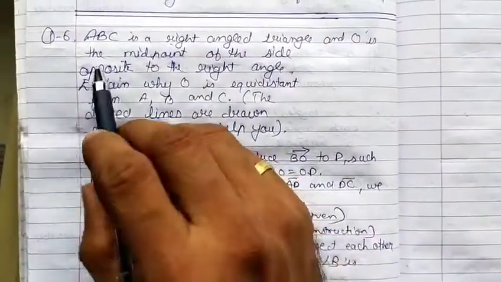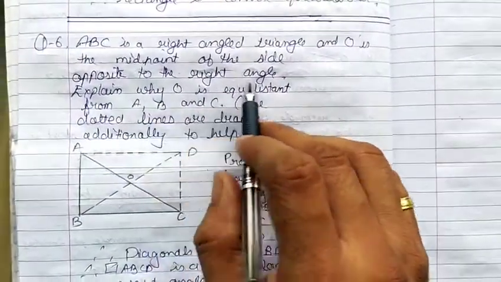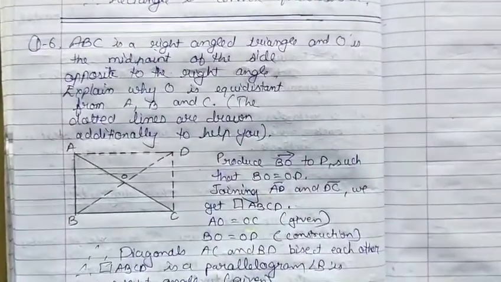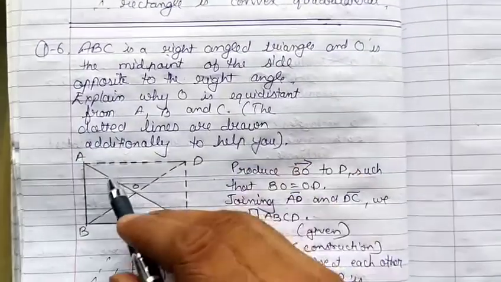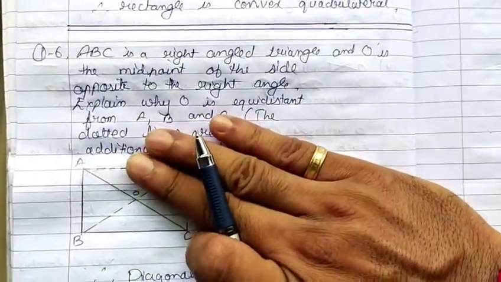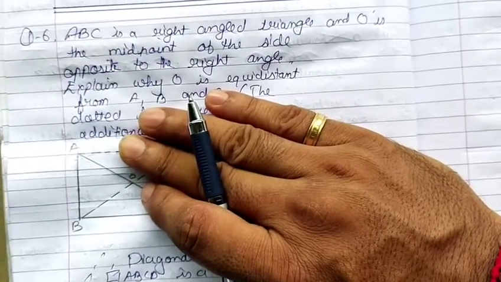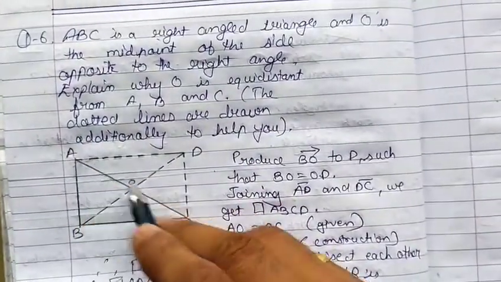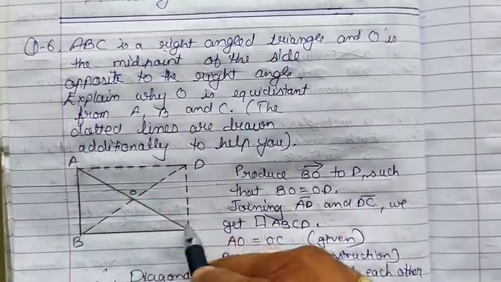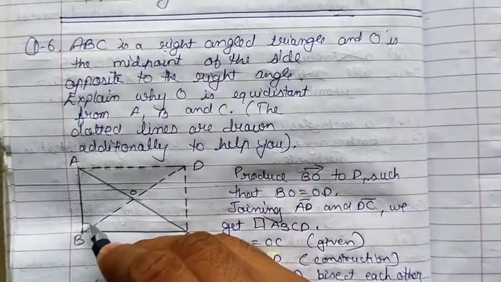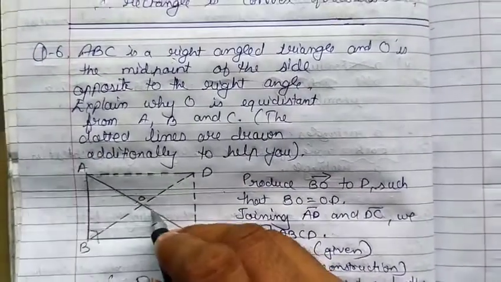Let us see question number 6. ABC is a right angle triangle and O is the midpoint of the side opposite to the right angle. Explain why O is equidistant from A, B and C. Now, dear student, here one right angle triangle is given. Think of this triangle first. This O is the midpoint of the side opposite to the right angle. B is the right angle, whose opposite side has O at its midpoint.